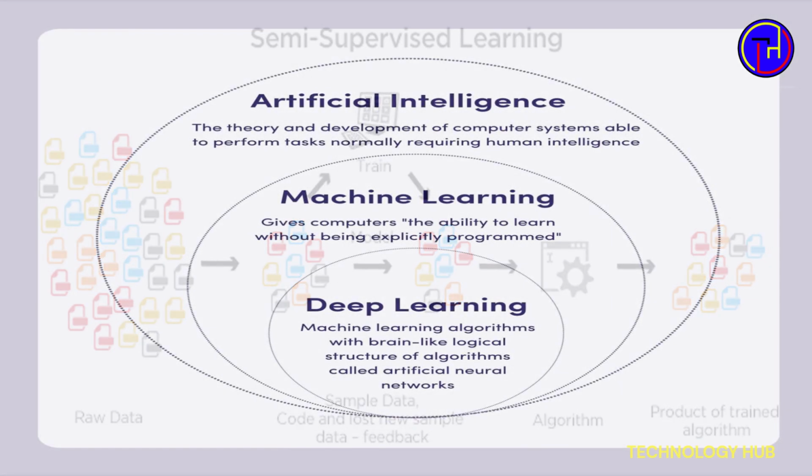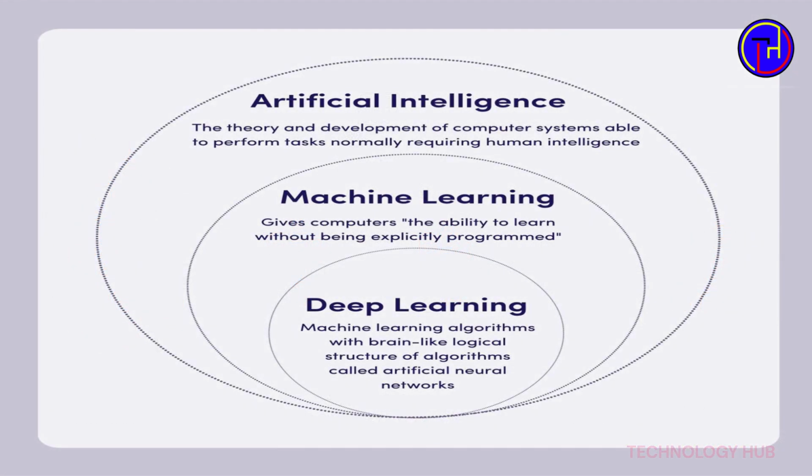Deep learning. A subset of machine learning that involves neural networks with many layers, deep neural networks. Deep learning algorithms excel in tasks like image and speech recognition.